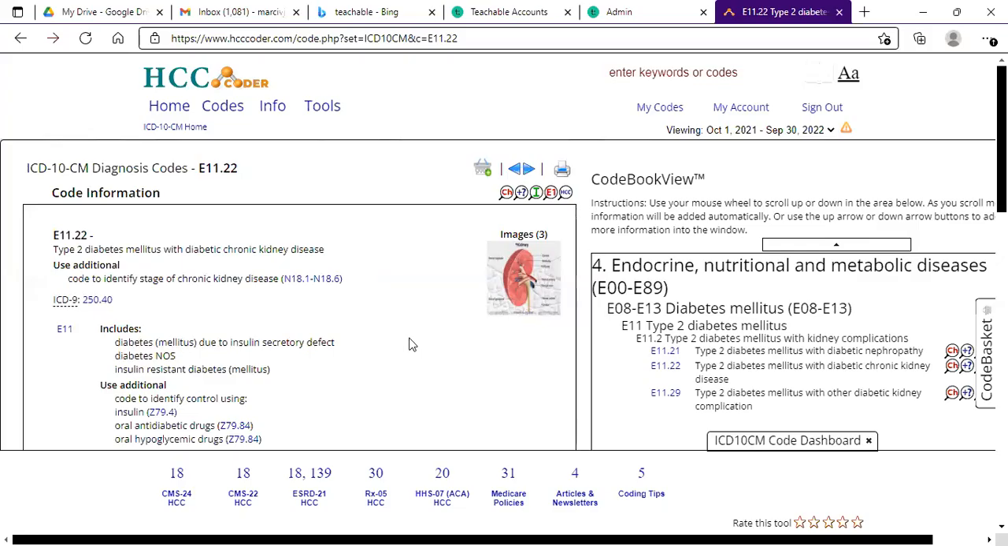You see why it's important to read these instructional notes, the use additional and all of that? Because if you didn't read this, you would probably think that you can use the N18.9, which is the CKD unspecified stage, which means they're not specifying the stage in the medical record. So you see how you can't use that unspecified code with this because it's telling you that you can't.